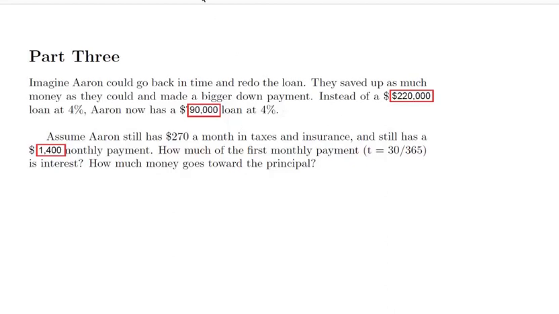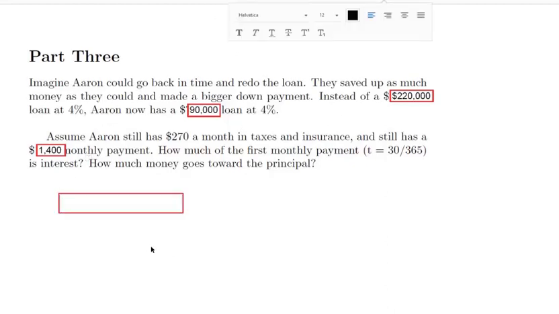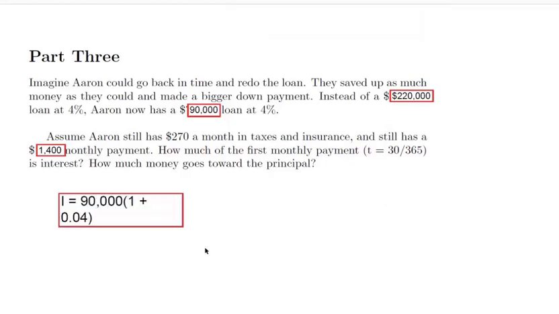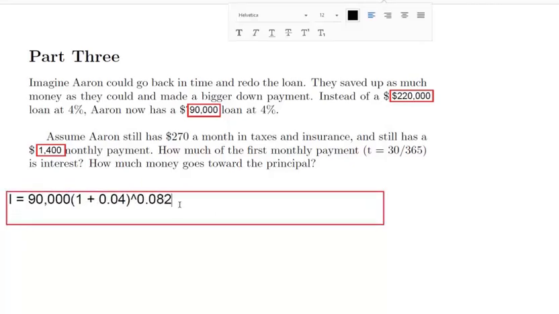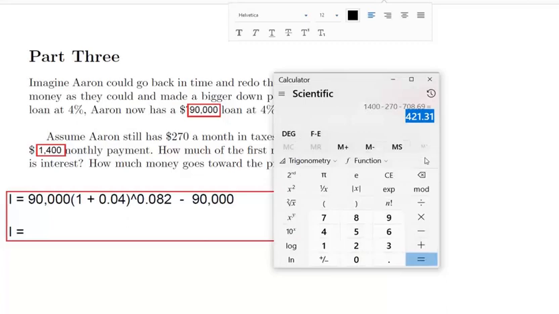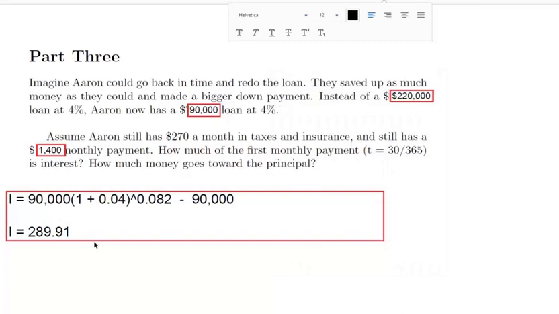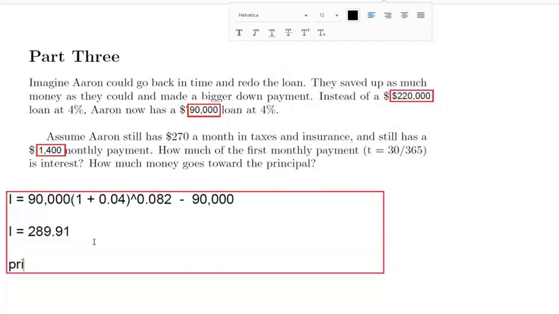Okay, part 3 is just asking you to repeat those steps, just with different numbers. So I equals P times 1 plus 0.04, and that's to the power of, oops, I'm going to use computer notation here, that's the power of 0.082 we saw, minus 90,000. So you're repeating the calculation just with a different principal. Just so you can see the impact, I'm going to do it all in one step here. It's so that you can see the impact of what happens when you have a smaller loan balance. Okay, so a much smaller loan balance, we have a much smaller amount going to interest. So that's how much goes to interest every month. How much goes to the principal?